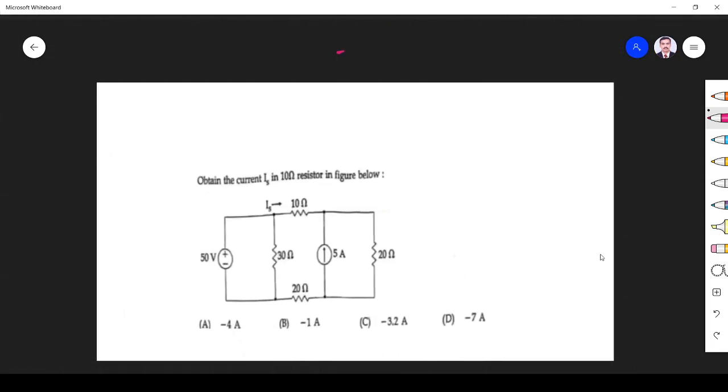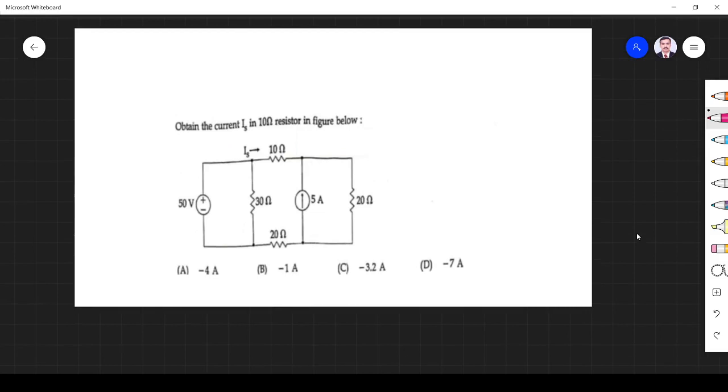Next question. This is also another simple question. Obtain the current in the 10 ohm resistor. How are we going to do it? Again, we do some source transformation. This is a voltage source, and here we can change it. Current source in parallel, so convert into a voltage source. First I write plus minus 50 volt.